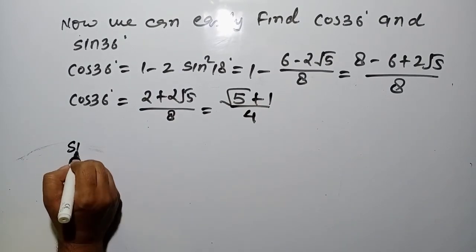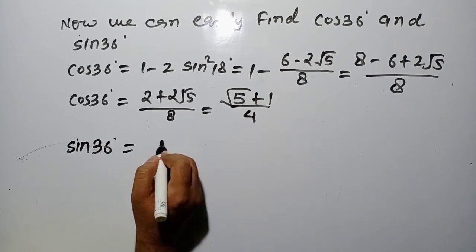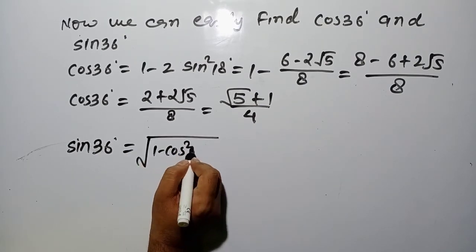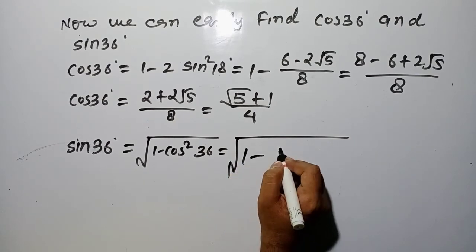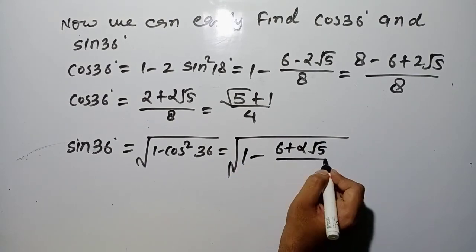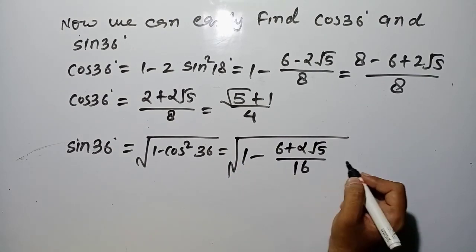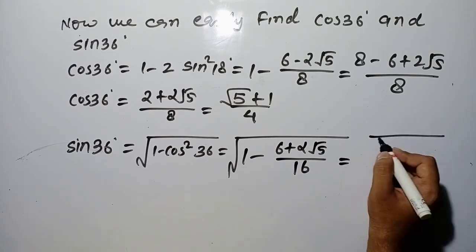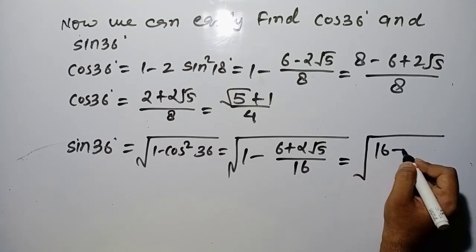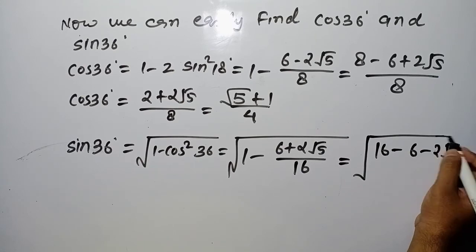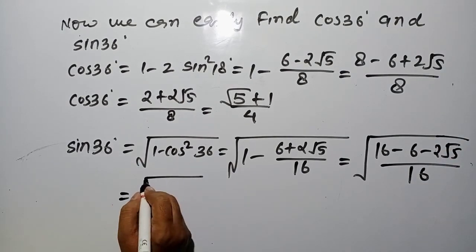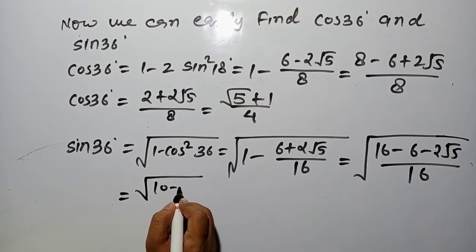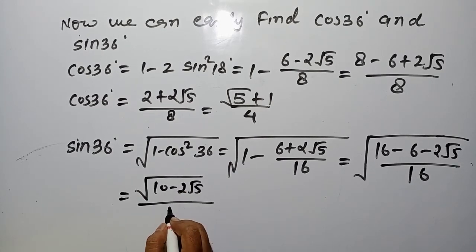Similarly students, we can find out the value of sin 36, which is equal to the square root of 1 minus cos square 36. Now putting the value of cos 36 over here and doing the simple labor work of simplification, 16 minus 6 minus 2 root 5 divided by 16. So sin 36, by simplifying, we are getting what? Root of 10 minus 2 root 5, divided by 4.